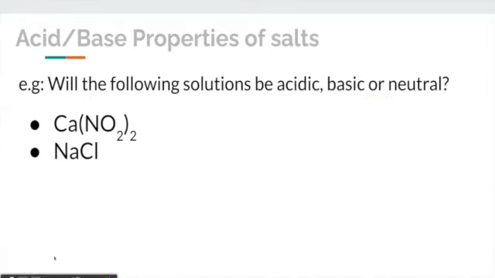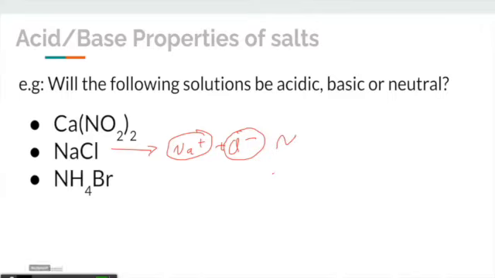Another example, NaCl. What's NaCl going to do? It's going to split up and give you Na plus ions and Cl minus ions. This is going to be a completely neutral solution. We know this because this is the cation from a strong base, sodium hydroxide, and this is the anion from a strong acid, hydrochloric acid. So this is going to be a neutral solution when you dissolve this one.